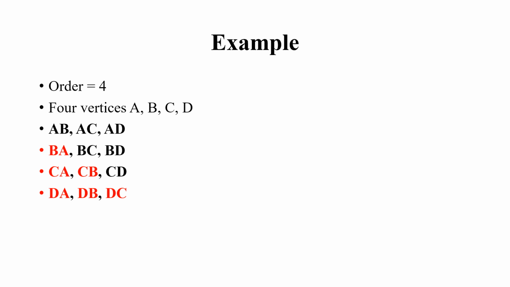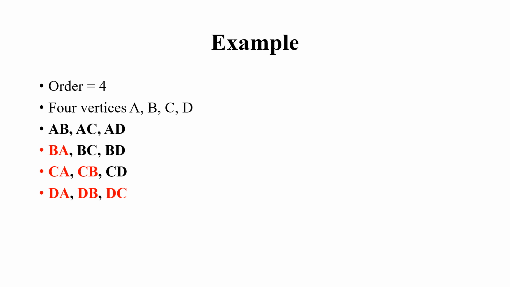However, if it is a directed graph like we had seen in the previous video, then each edge does not only have endpoints but it also has a direction. That is, AB means starting point is A, ending point is B, and BA means starting point is B, ending point is A. So AB and BA are totally different edges, right?